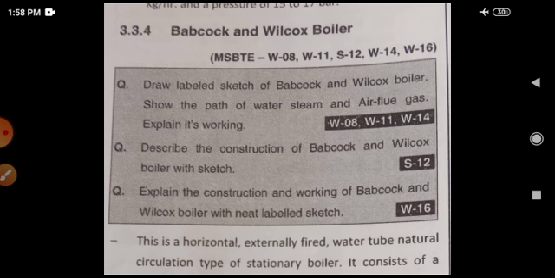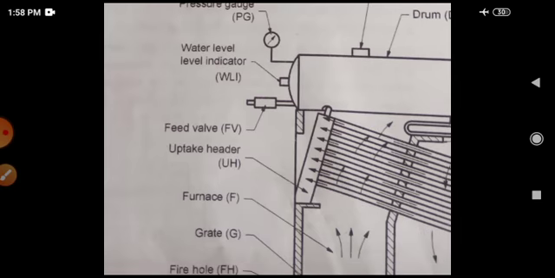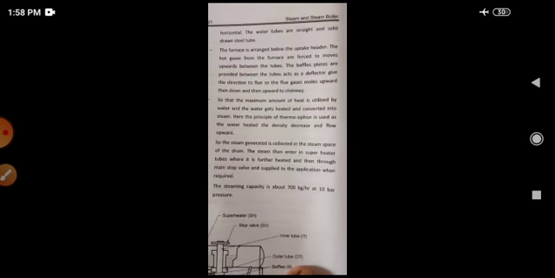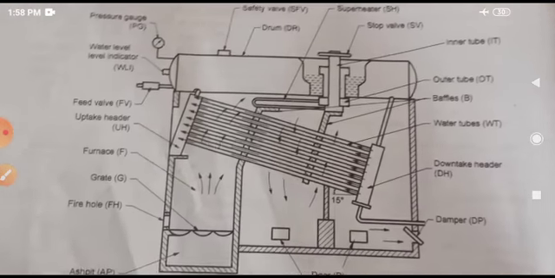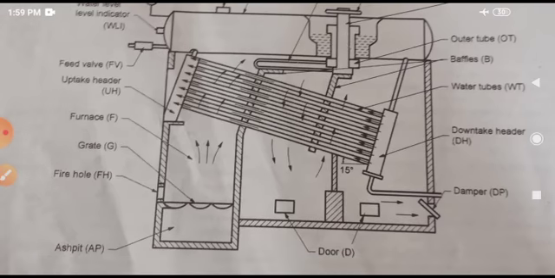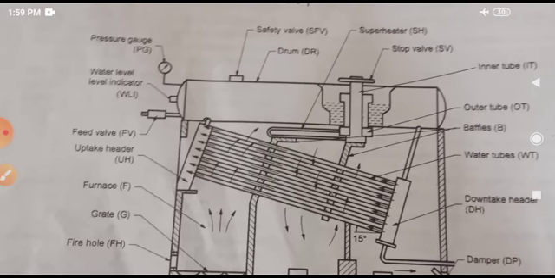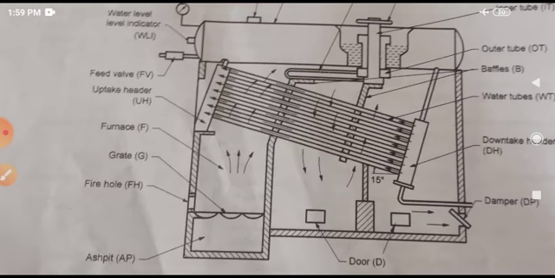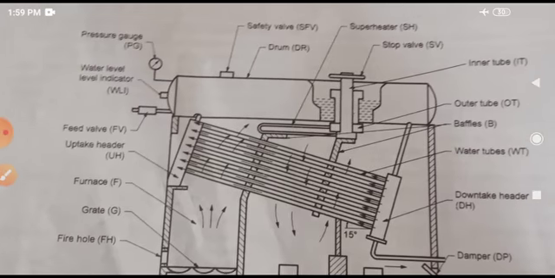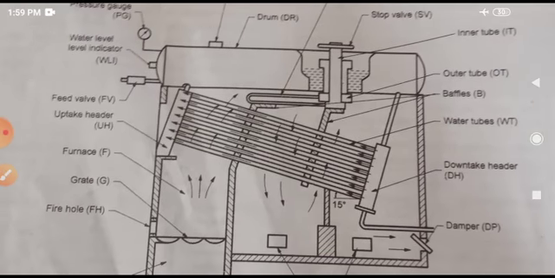Okay. Now, Babcock and Wilcox boiler. Let me show you the diagram first. Okay, here is the diagram. Again, this is also a kind of fire tube boiler, but it is producing quite higher pressure than the previous boiler, that is the Cochran boiler.